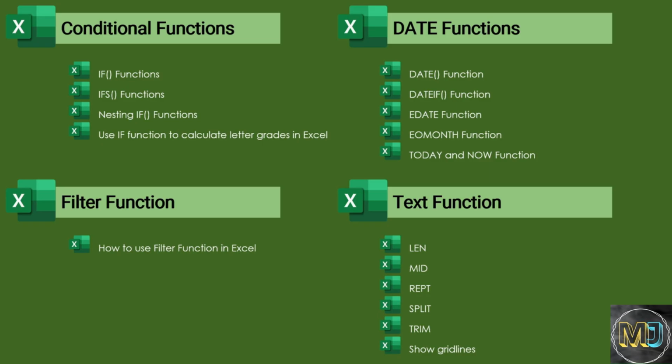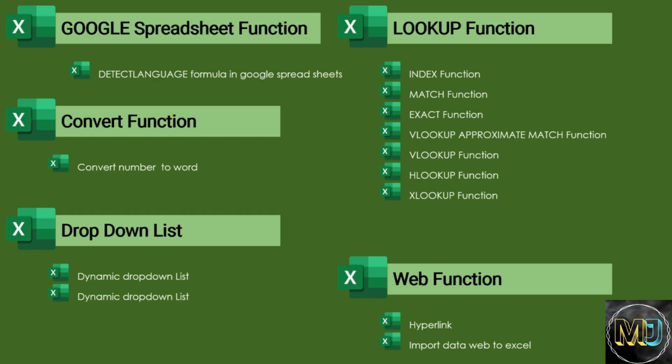Date functions: we have the DATE function, DATEDIF function, EDATE function, EOMONTH function, TODAY and NOW functions. Then on text functions we have CONCAT, LENGTH, MID, REPLACE, SPLIT, TRIM and show grid option. And then we have Google Spreadsheet functions, where you can learn how to detect language in Google Spreadsheet. We have convert number to word option. We have create a drop down list, and dynamic drop down list.